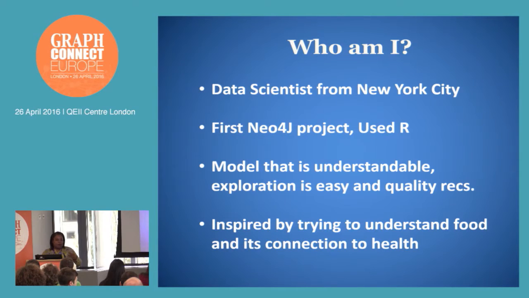Neo4j in my mind. First, I wanted to make sure I had a data model that was understandable. This is like the number one thing when I work with clients, is producing something that they get. I also wanted to make sure that exploration of the data was easy, that once the data was someplace, people could find out new insights, new things very easily. And then finally, I wanted to create recommendations. A lot of what we do in data science is prediction or recommendation of some kind, and I really wanted high quality recommendations.